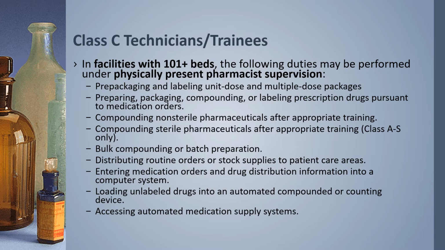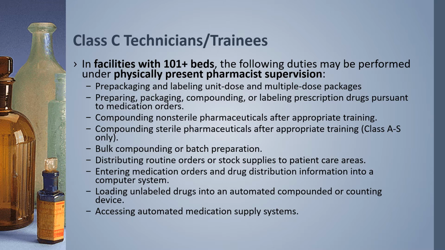In the Class C pharmacy hierarchy, right underneath the staff pharmacists, you will find the pharmacy technicians and the pharmacy technician trainees. The roles and responsibilities delegated to these employees is crucial to the operation of the pharmacy. Here's some more numbers that we need to take note of, okay? So here we go. In facilities with 101 plus beds, the following duties may be performed under physically present pharmacist supervision. So the pharmacist has to be on site at that pharmacy.